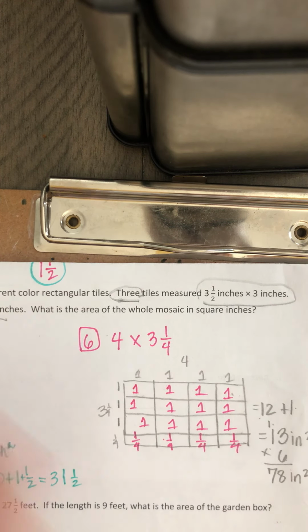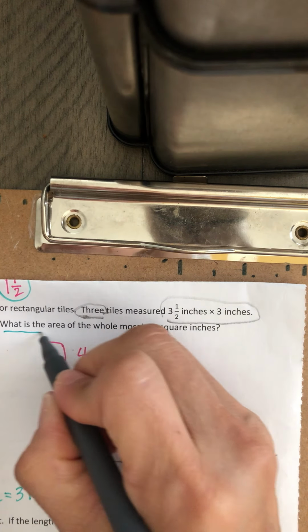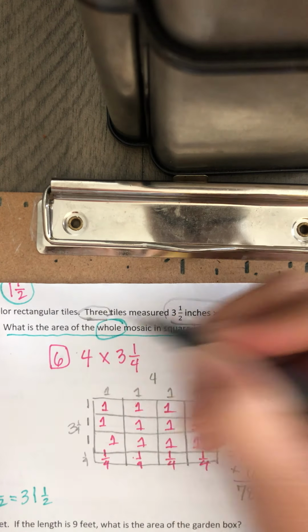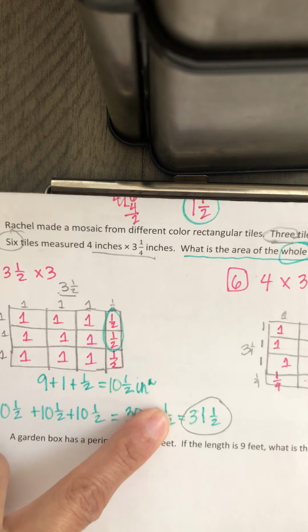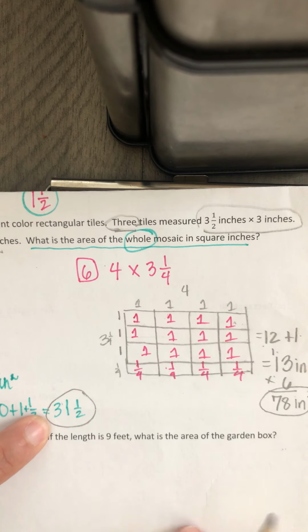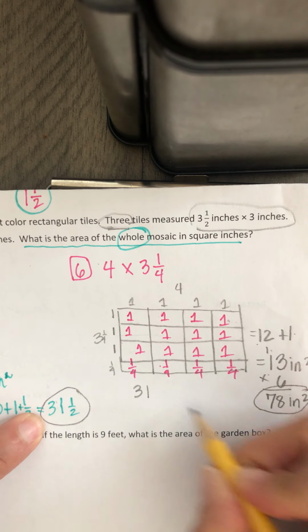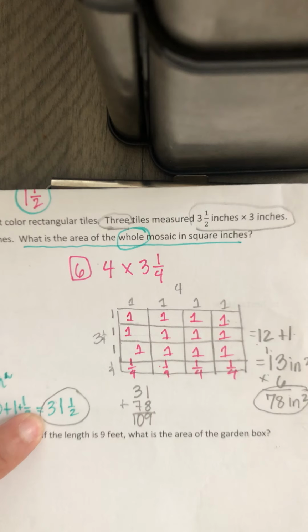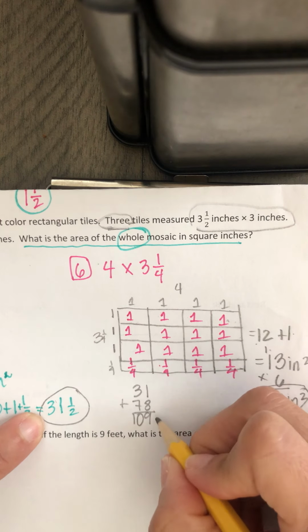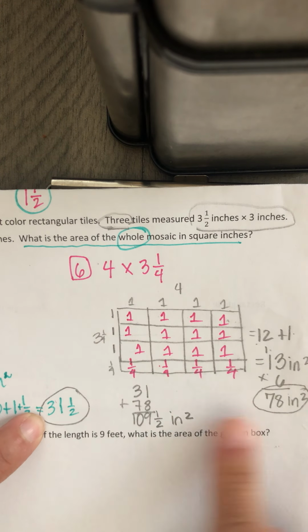So finally, we read the big question. What was the big question? It said, what is the area of the whole mosaic? Well, we know by looking at all of our work, those 3 tiles measured this, right? And the 6 tiles measured that. And if we just combine those two, 31 plus 78 is 109.5 inches squared. Does that make sense?